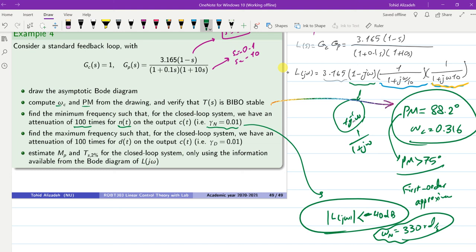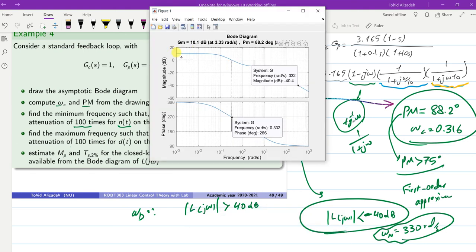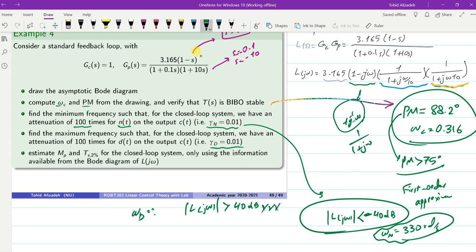Similarly, for the disturbance, we have gamma d equal to 0.01, and we need to find out the frequency omega d. Basically, we need to find out the frequency at which the amplitude of L of j omega is bigger than 40 decibels. If we check the amplitude plot, you can see that the amplitude of L of j omega is always smaller than even 20 decibels. So this is not the case. This will never happen. So for this system with this controller, we will not have 100 times attenuation for the disturbance.